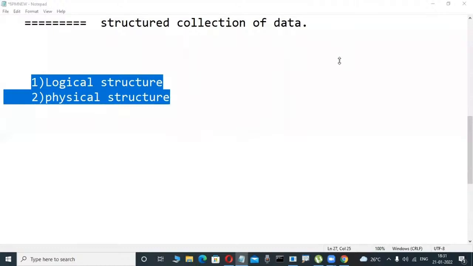Now here, what is logical structure? What is physical structure? Anybody? Okay, some fellows are telling logical structure means logical structure, physical structure means physical structure only. Don't try to answer like that. What is logical, what is physical? It's very easy.